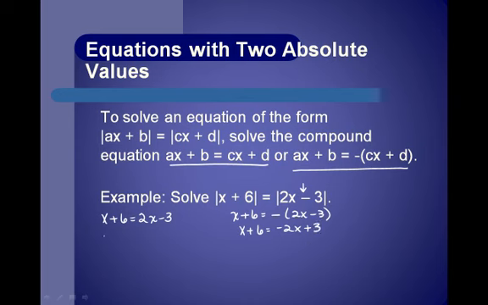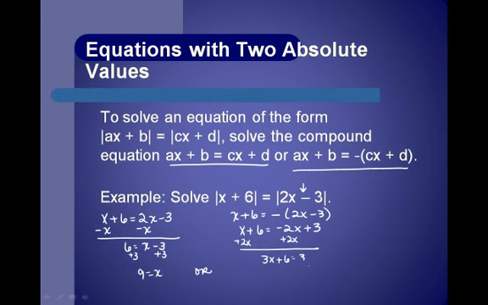So let's go back to the first case. We want to get x on a side by itself, so we're going to subtract x from both sides, so we get 6 equals x minus 3. We're going to bring the numbers to the other side, so we get x is equal to 9. Or the second case, we're going to add 2x to both sides, which gives us 3x plus 6 equals 3. Subtract 6 from both sides, so we get 3x is equal to negative 3. Dividing both sides by 3 gives us x equals negative 1. So our solutions would be negative 1 and 9.